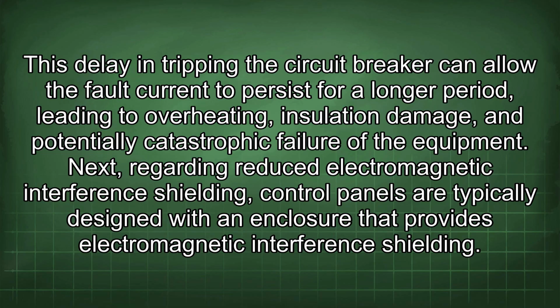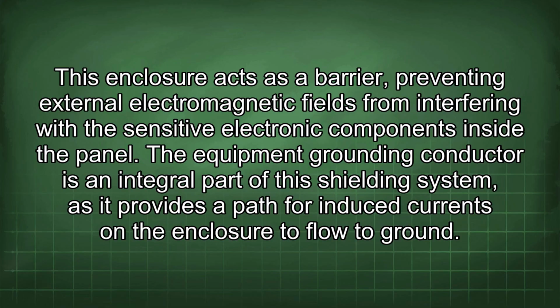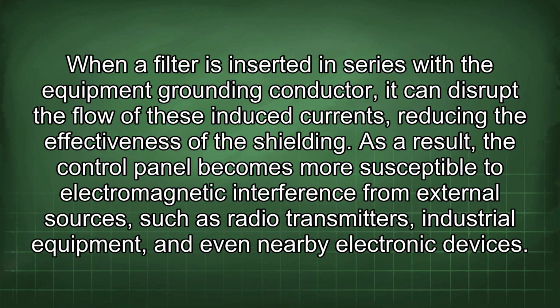Next, regarding reduced electromagnetic interference shielding, control panels are typically designed with an enclosure that provides electromagnetic interference shielding. This enclosure acts as a barrier, preventing external electromagnetic fields from interfering with the sensitive electronic components inside the panel. The equipment grounding conductor is an integral part of this shielding system, as it provides a path for induced currents on the enclosure to flow to ground. When a filter is inserted in series with the equipment grounding conductor, it can disrupt the flow of these induced currents, reducing the effectiveness of the shielding.